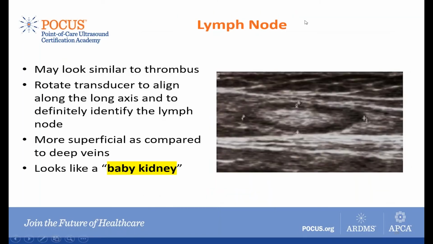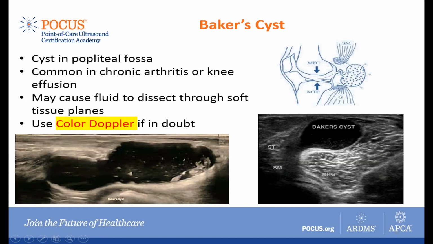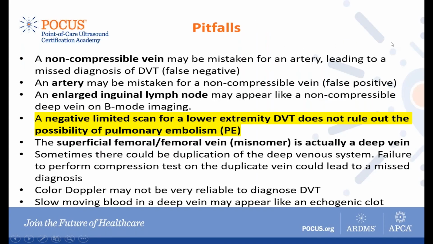So other things to be aware of when you're doing this is to make sure that you know what the appearance of a lymph node looks like. I kind of describe it like a baby kidney. Here's something that you might encounter in the popliteal region. So this is a Baker's cyst. As you can see, it's communicating with the joint space right here, the knee joint. And you can use color Doppler and there will be no flow in there.